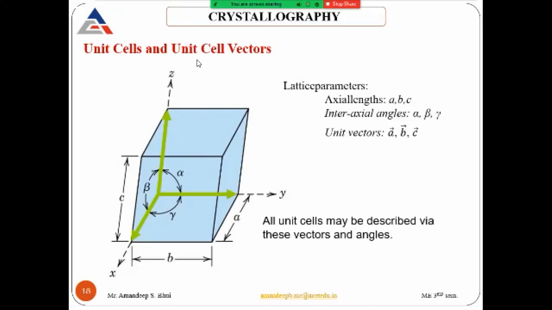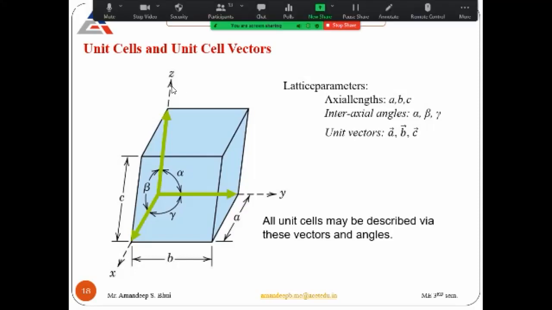a, b, c are the lengths of the unit cell in x, y, and z direction, and alpha, beta, and gamma are the interaxial angles between the y and z, z and x, and x and y axes. So this is the terminology that is universally used for defining the various parameters or the lattice parameters of a unit cell.